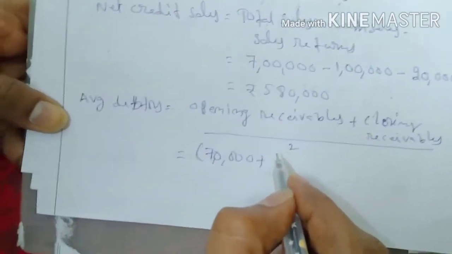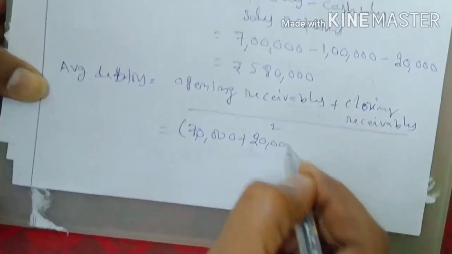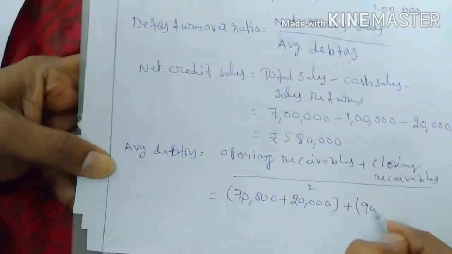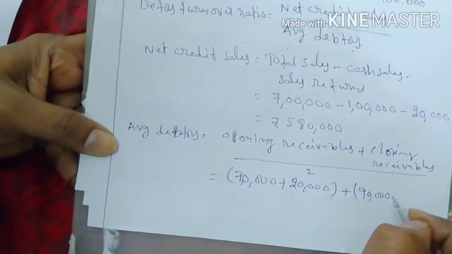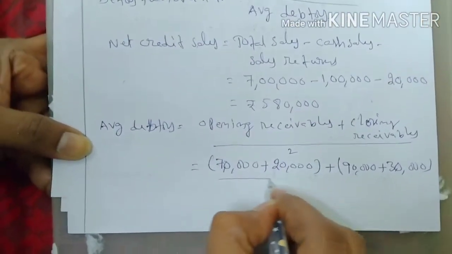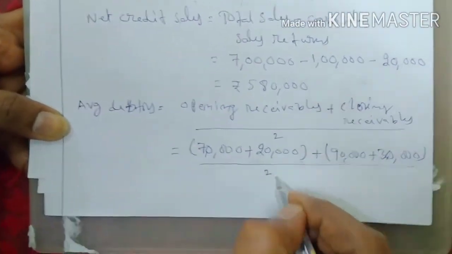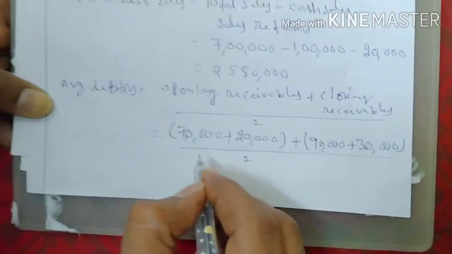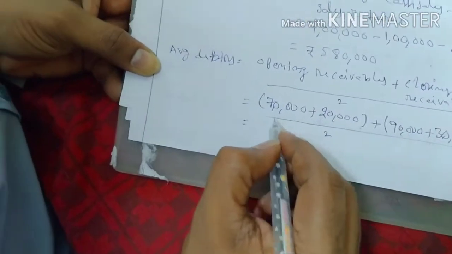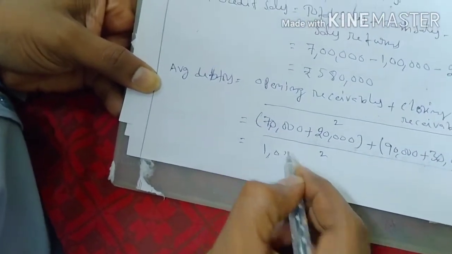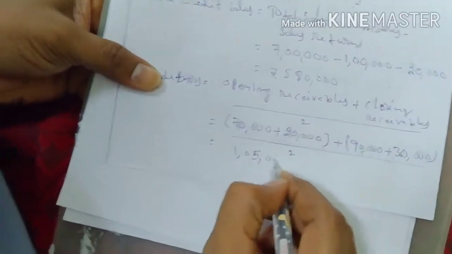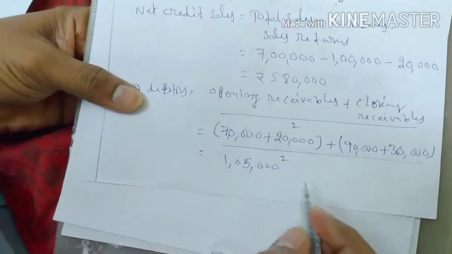plus 20,000 plus 90,000 plus 30,000 by 2, that is equals to 1 lakh 5,000.